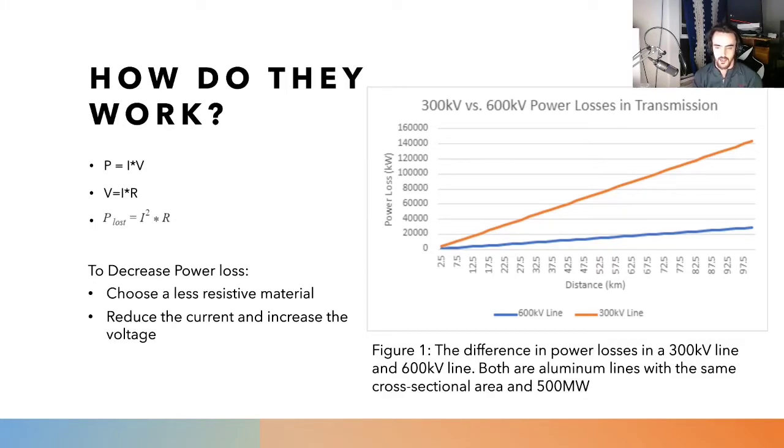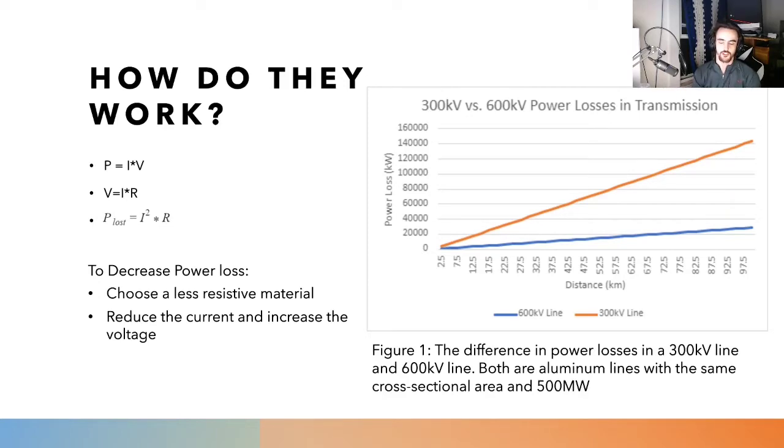If we take a look to the right, you will see a chart that I created in Excel illustrating two different power lines. Both of them carry the same amount of power, 500 megawatts. Both of them are aluminum. The only difference is that the orange line is a 300 kilovolt line over 100 kilometers, and the blue line is a 600 kilovolt line, double that of the orange line.